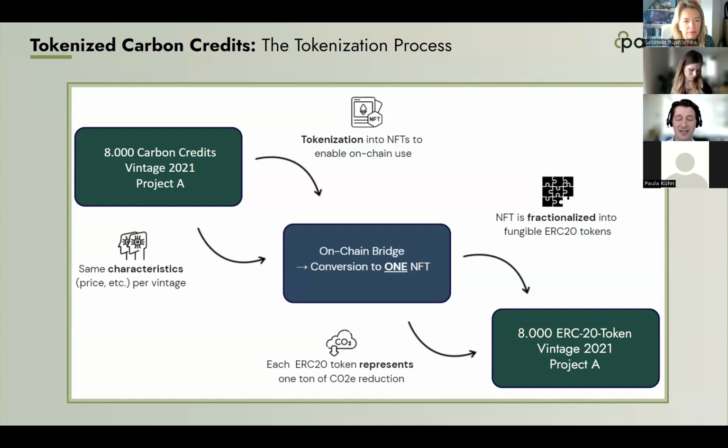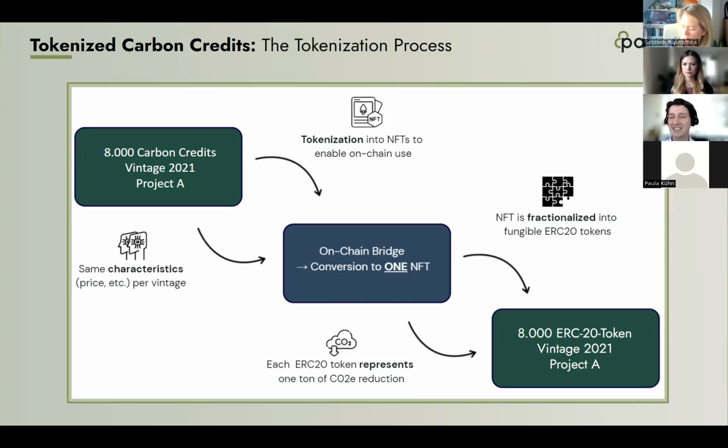You might know or might not know that typically carbon credits are issued by project and vintage. So in this example, if you have any kind of project in a given year that would generate 8,000 carbon credits, then typically those 8,000 carbon credits represent 1 ton of absorbed or avoided carbon each. So we're looking at 8,000 tons of carbon. And that batch has unique characteristics, and that's why this entire batch is typically tokenized, converted and brought on-chain as one NFT, a non-fungible token. I'm sure everyone's aware of what that is.